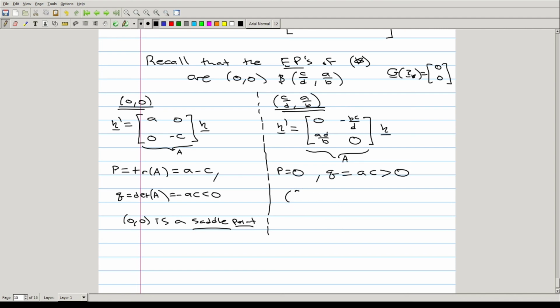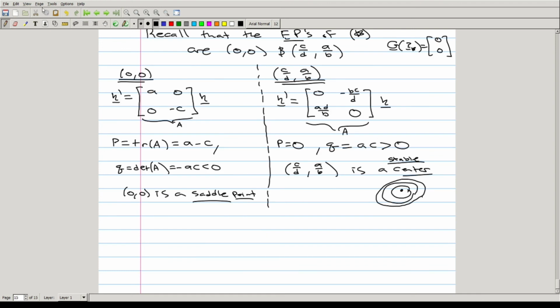which classifies the critical point c over d, a over b, as a center, or more specifically a stable center, where around this point we expect the solution to oscillate but not converge. And sure enough, this is exactly what we saw.